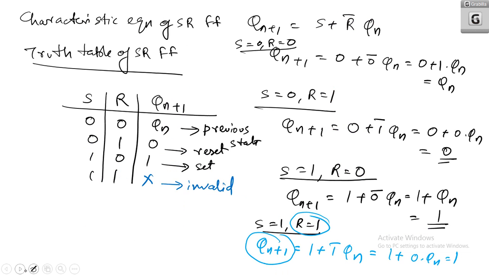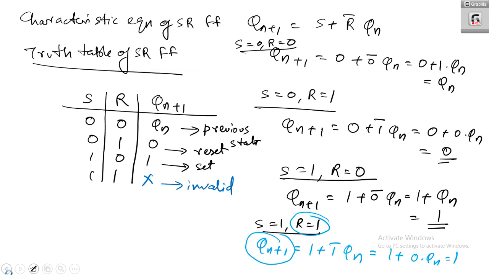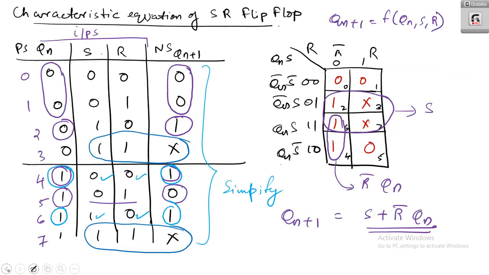So that is regarding the truth table, and the excitation table also I have derived from here. So that is all regarding this lecture.